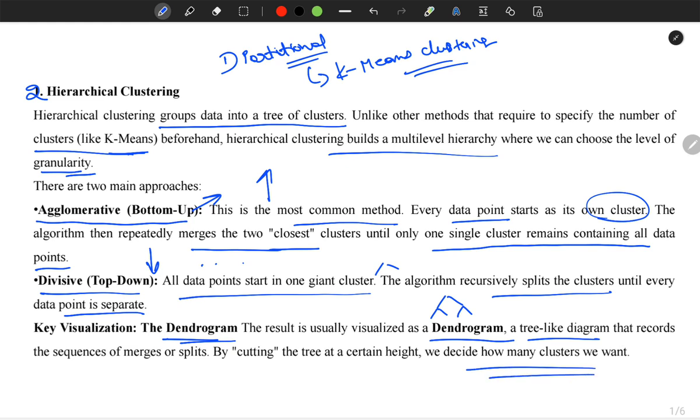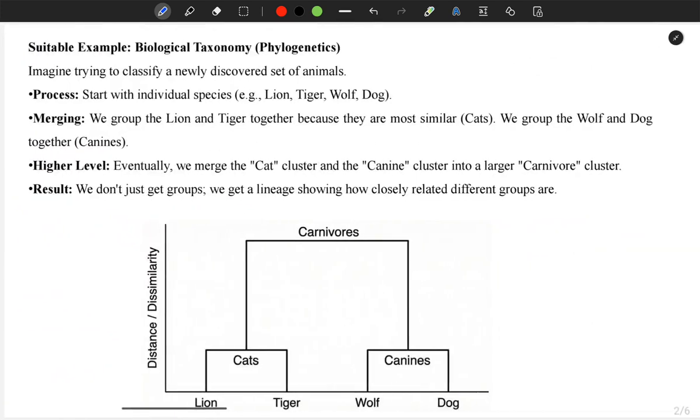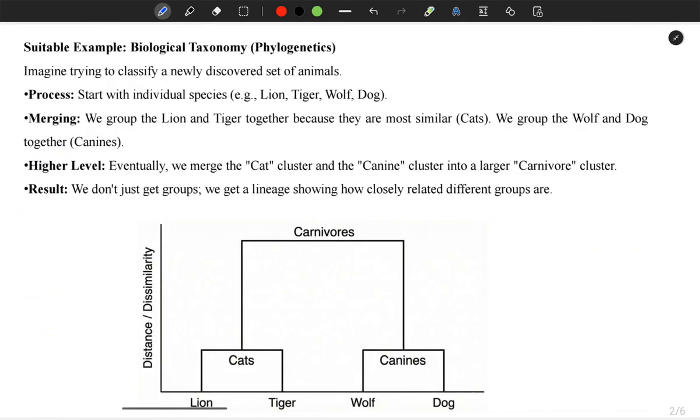What are the key points that we have discussed? That will get more clarity when I discuss an example. So this is basically the broad definition of hierarchical clustering.